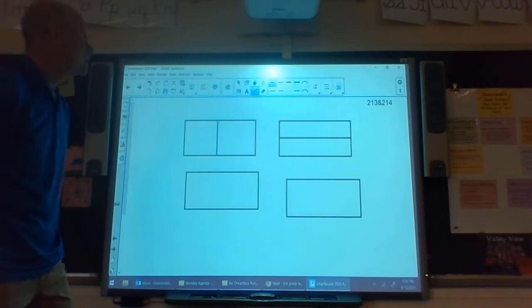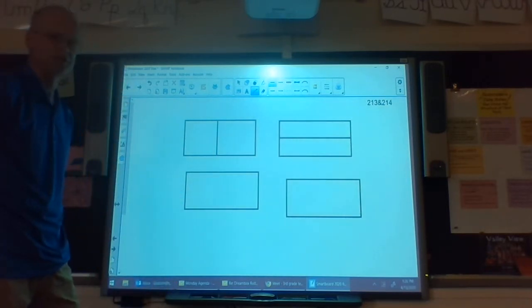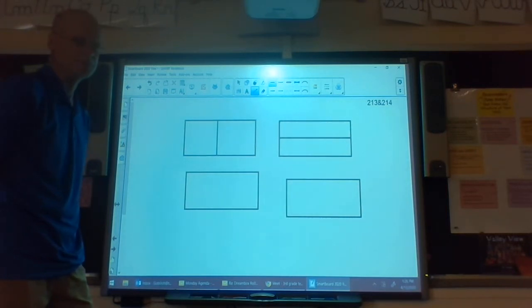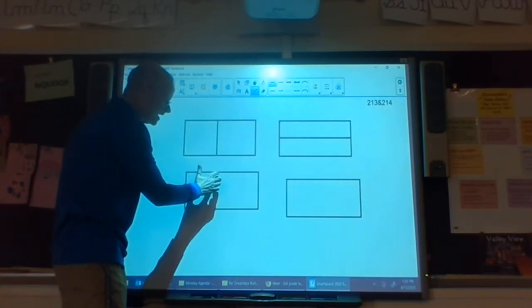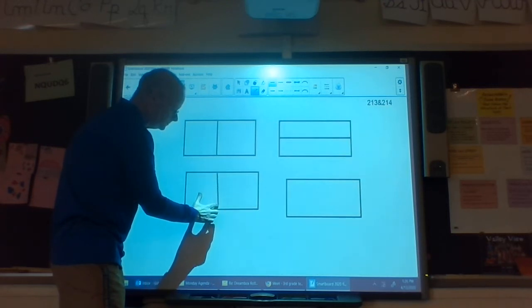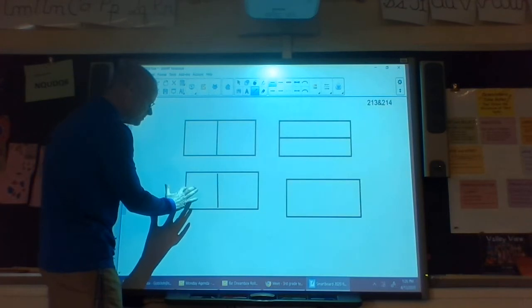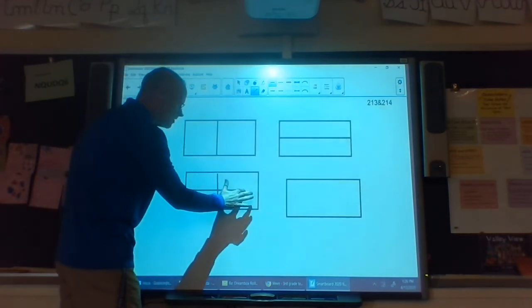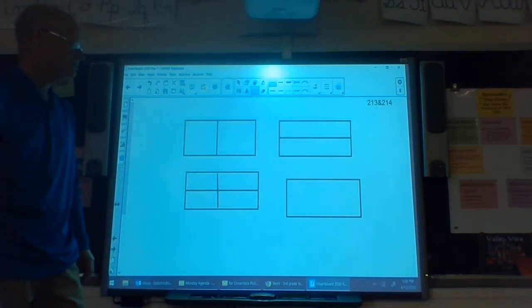Now, I'm going to take this rectangle, and this time I want to cut it into quarters. Think about it for a second. How would you go about cutting into quarters? I'm going to start the same way I did this one. I'm going to cut it in half. In fact, I'm going to come right down from this one. Then I can take that half and cut it into half. And I should end up with quarters.